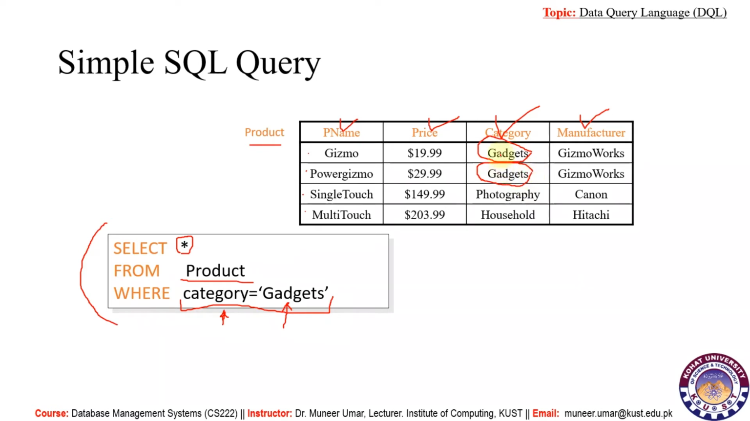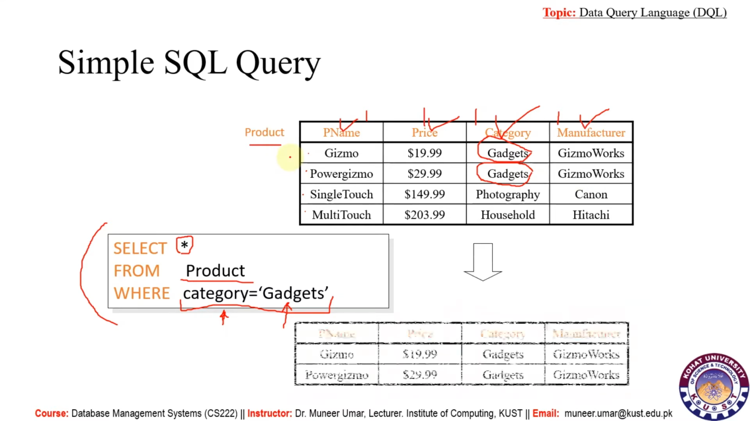We have 2 gadgets. So we are selecting star. Star means we are selecting all these attributes. So in the result we will have all these 4 attributes and we will have only gizmo and power gizmo, because the category for gizmo and power gizmo is gadgets. So this would be the result for this query. This is the entire storage in the database, and when we execute this query, we will get this result.